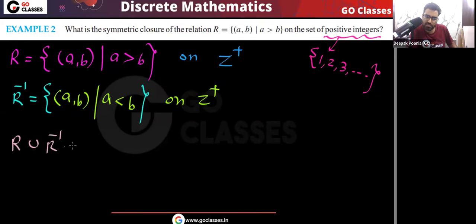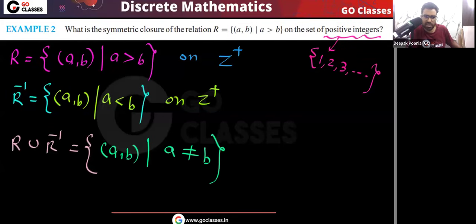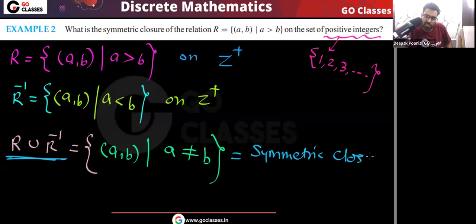R union R inverse. If I take the union of these two, then I will have ordered pairs AB such that either the first element is greater than the second element or the first element is less than the second element. So overall, I can say that the first element is not equal to the second element. This is R union R inverse. And this R union R inverse is the symmetric closure of R. That's the answer. I hope you understood.